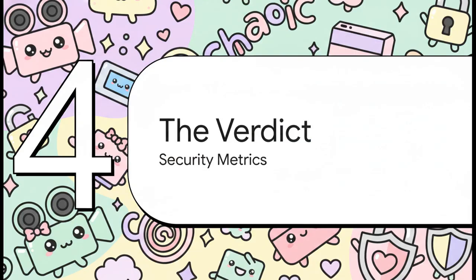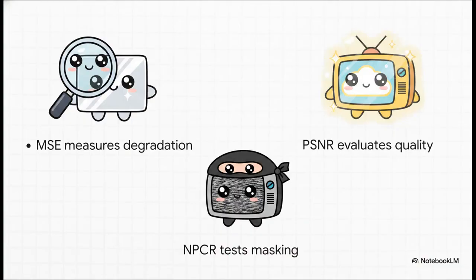Section 4. The verdict. Measuring security metrics. So, does this complex dance of chaos math and video compression actually work outside the lab? To prove their algorithm, the researchers measured its performance using several strict technical metrics. Mean squared error, or MSE, measures the visual degradation between the original video and the decrypted video. Ideally, this should be as low as possible for the authorized user. Peak signal-to-noise ratio, or PSNR, similarly measures the quality of the decrypted video.